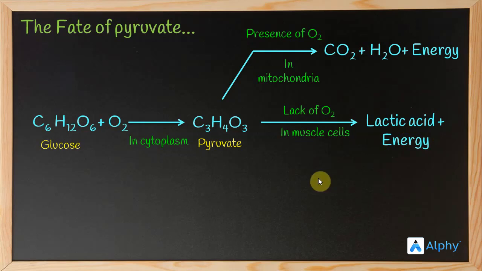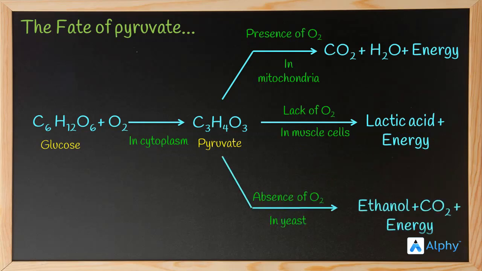Now, there's another type of anaerobic respiration which is known as fermentation, and that occurs in unicellular organisms like yeast. So, in that, the pyruvate breaks down in the absence of oxygen in yeast cells to release ethanol, carbon dioxide, and energy. So, this one is a specific reaction for yeast cells.